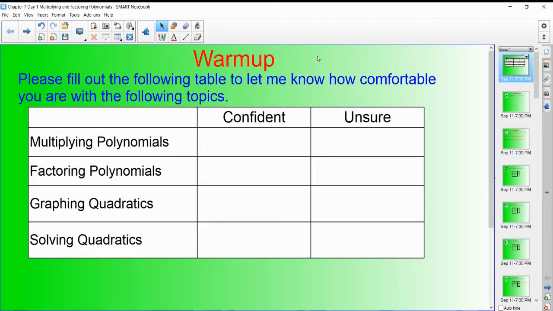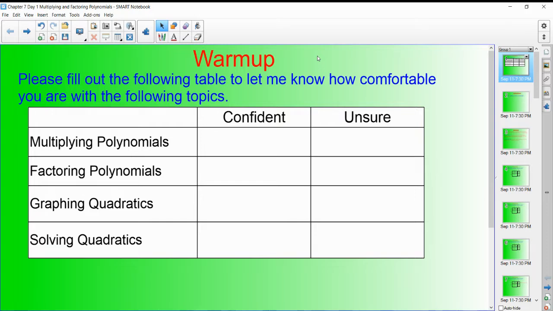So take a minute, pause the video, fill out this chart. How comfortable are you feeling with each of these four skills? Okay, so now you know where you're starting from. That tells you which lessons you need to ask questions about, where we need to firm up our knowledge, and maybe we get started at the basics with some of them.